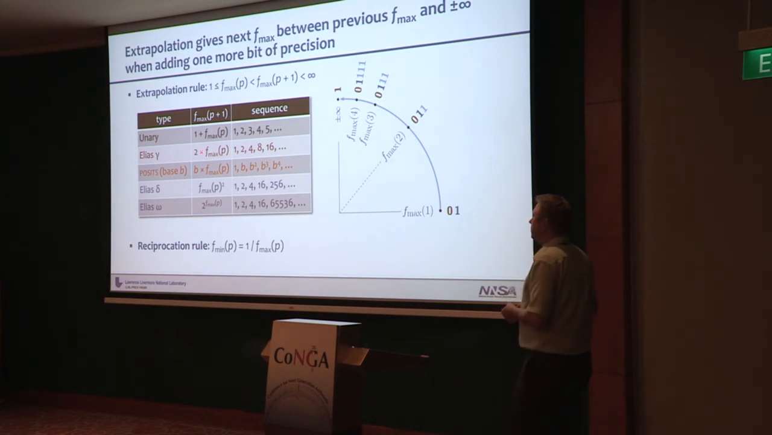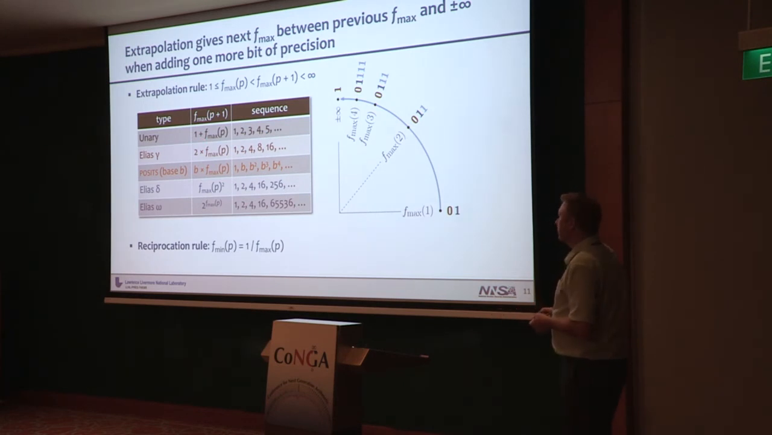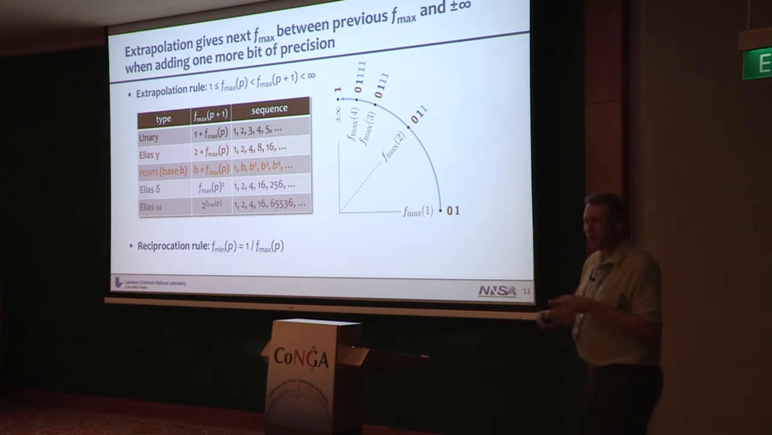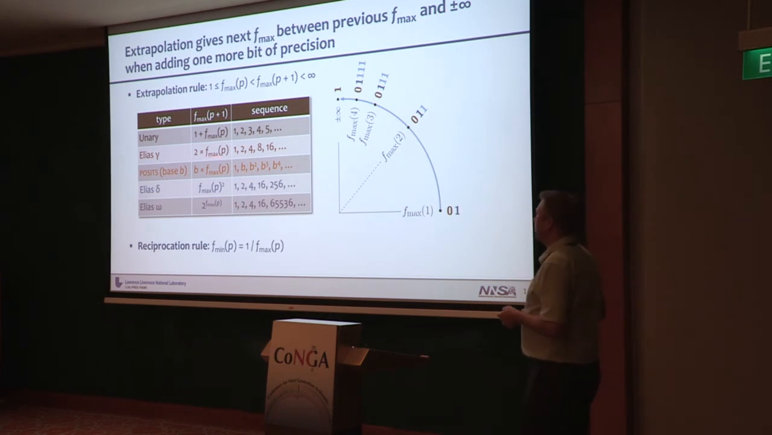For Elias gamma, the rule is very simple. We just double what the previous Fmax was. So 2, 4, 8, 16, and so forth. For posits with base b, where b here is 2 to the ES in posit terminology, instead of multiplying by 2, we multiply by this base b. b is a constant. So b to the 0, to the first, second, third, fourth, and so forth.